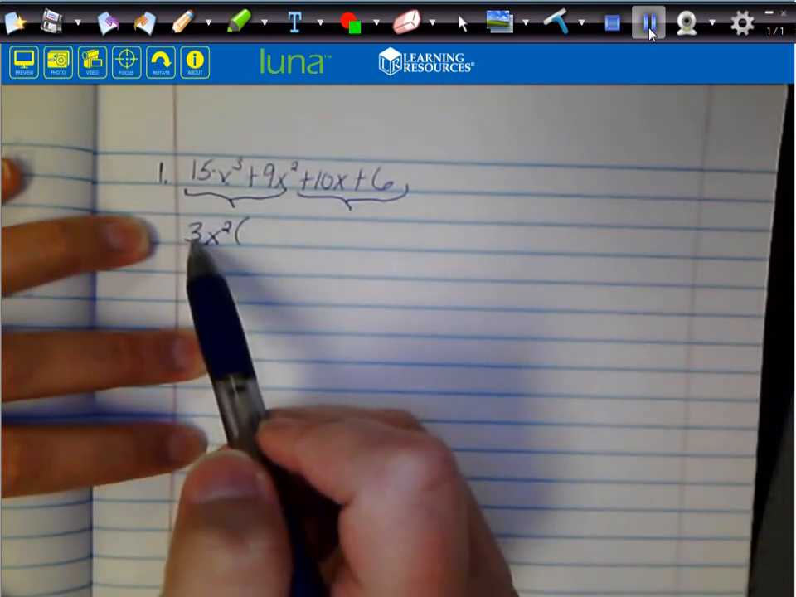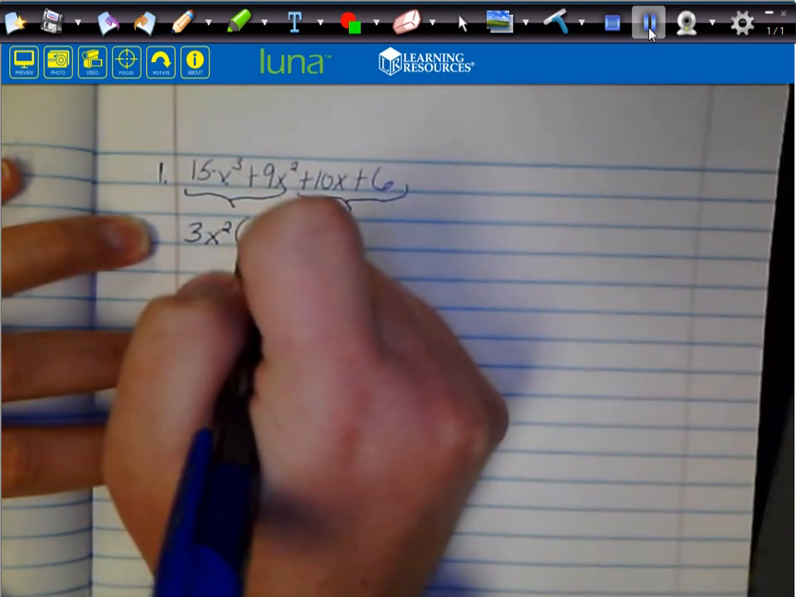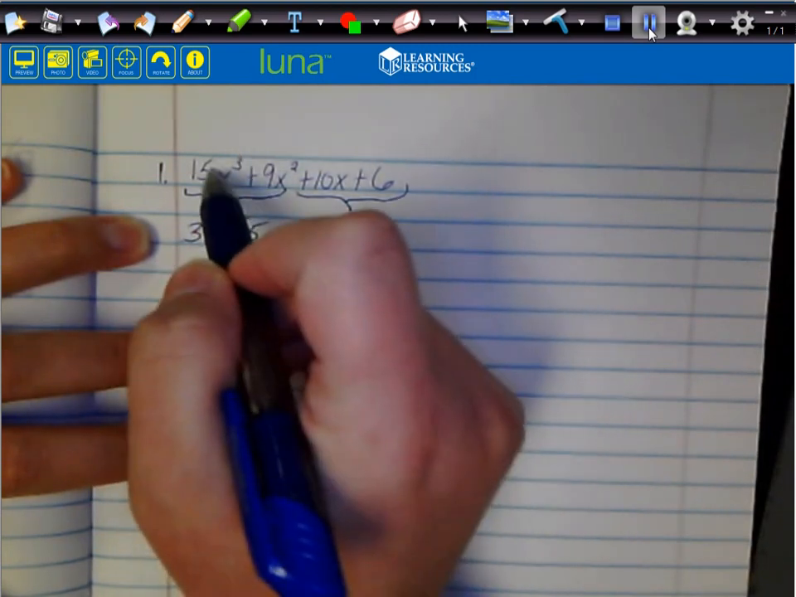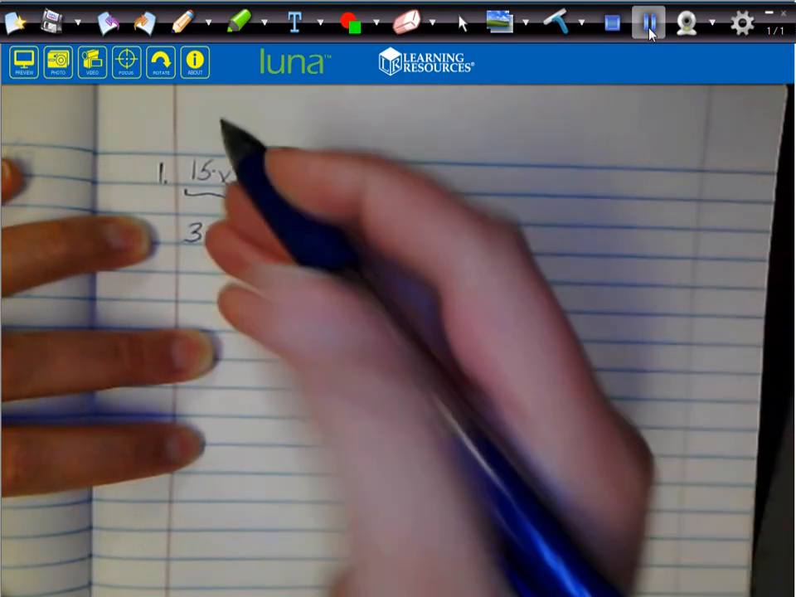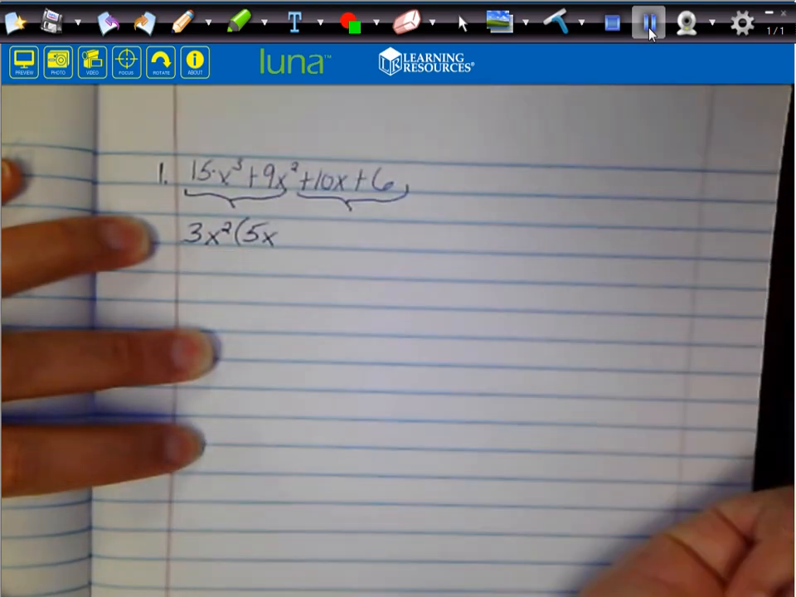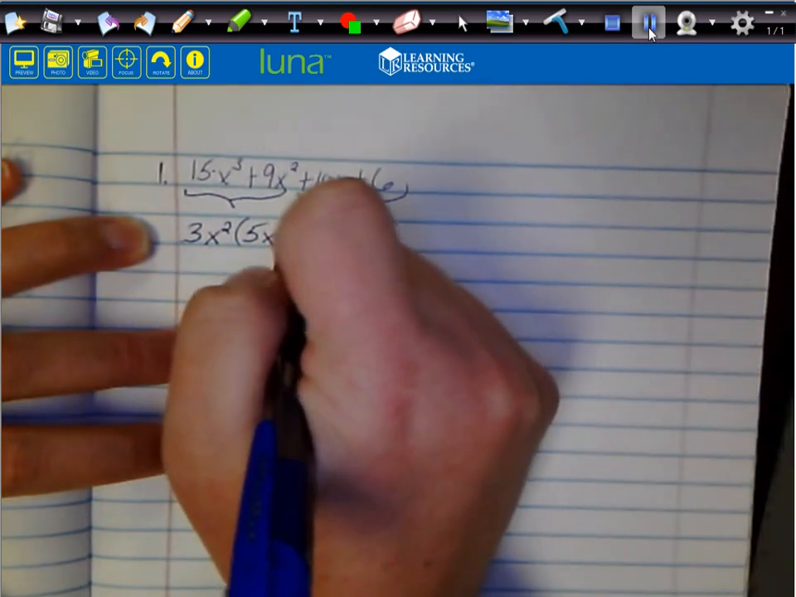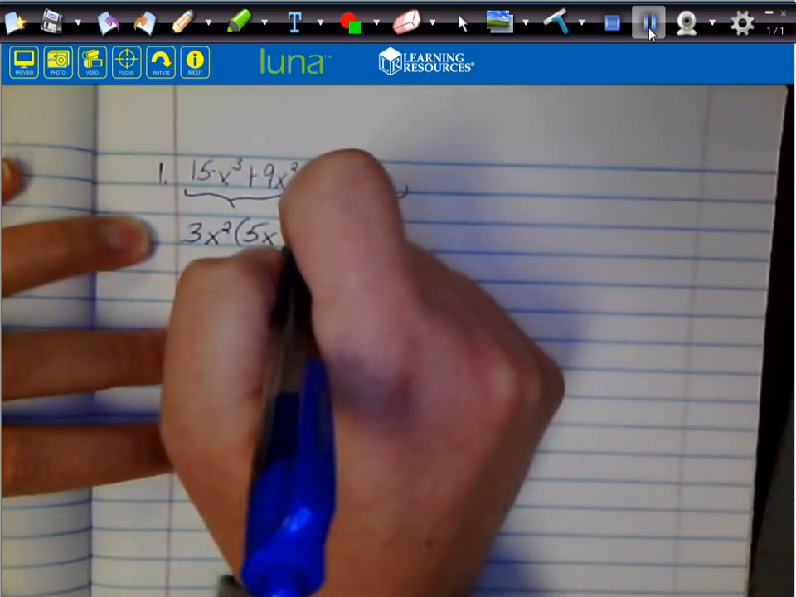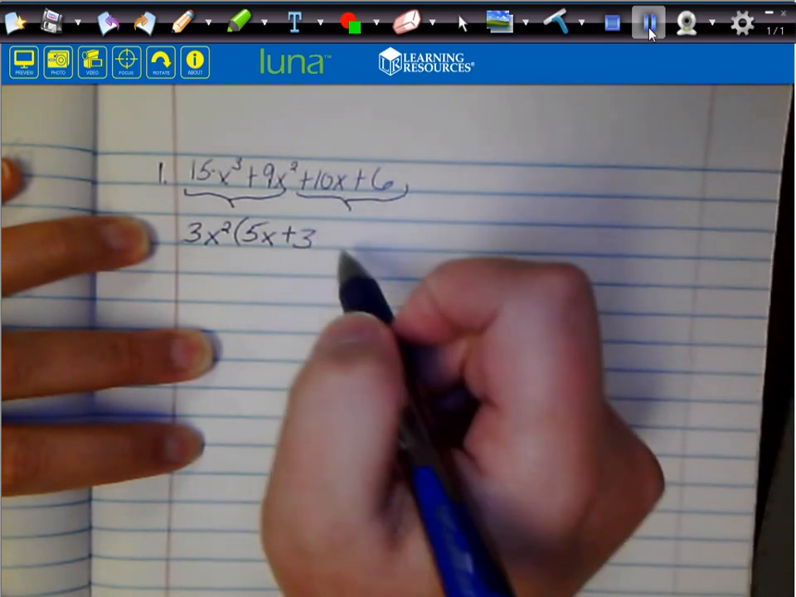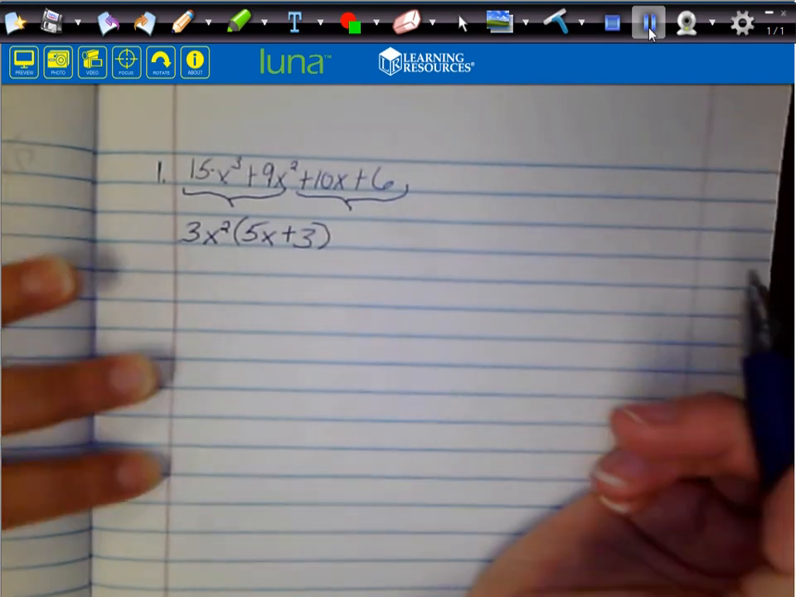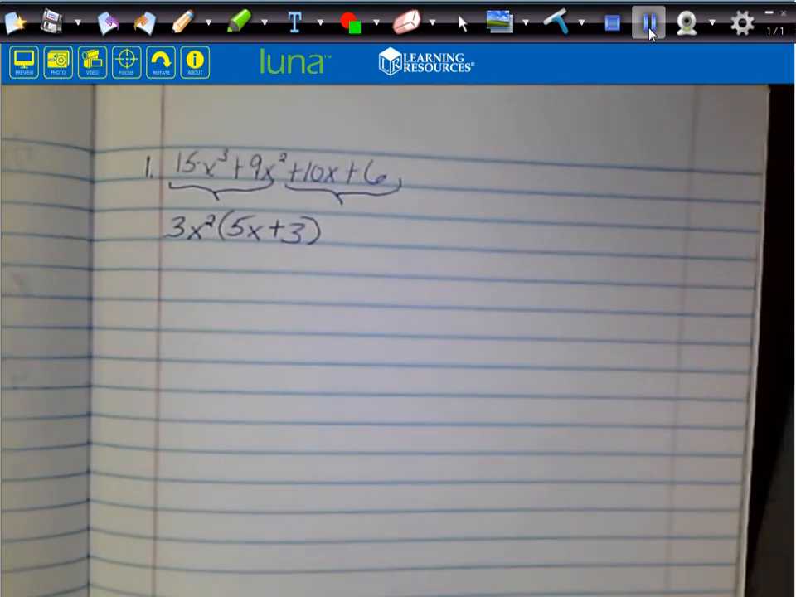I'm going to say 15 divided by 3 is 5, or 3 times 5 is 15. I had 3 x's here, and I took 2 of them out, so I only have 1 x left. Plus 9 divided by 3 is 3. I had 2 x's. I took 2 of those x's out, so I don't have any x's left for this one, so I'm going to close those parentheses.